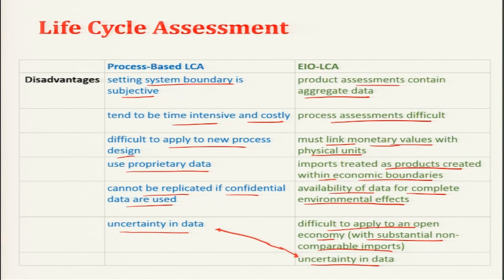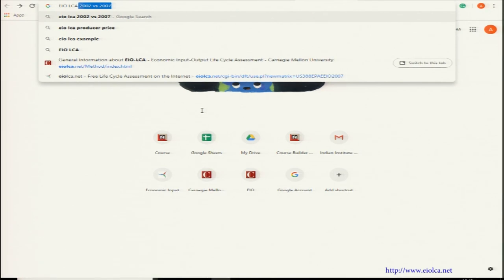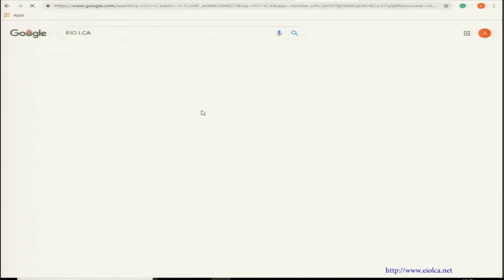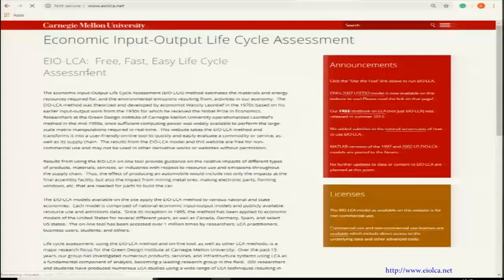So now I would like to take you to the online tool. I'll type EIO-LCA, and the very first link is eiolca.net, that is there in Google.